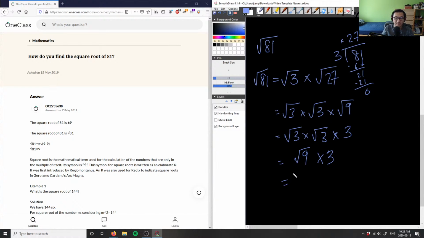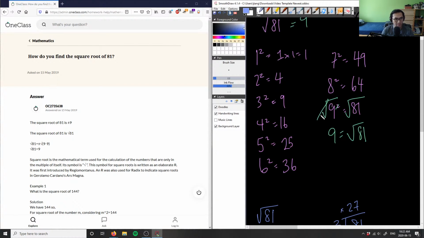And root 9 is obviously, like we said before, we know that root 9 equals 3, right? So we can say this is simply just 3 times 3, which is going to equal 9, which means the square root of 81 is going to equal 9 in this solution. So either way, both of these will give us the answer for this problem. One is obviously quicker because it's trial and error.